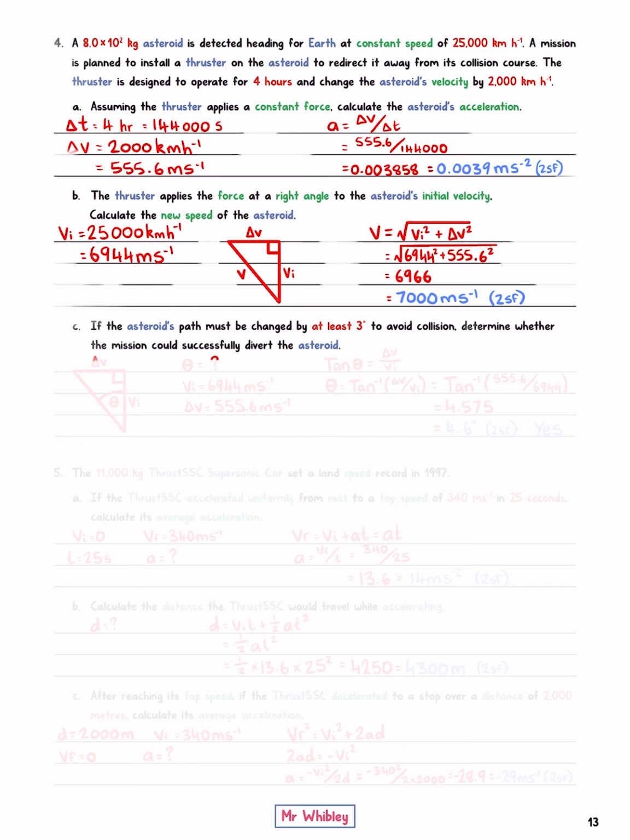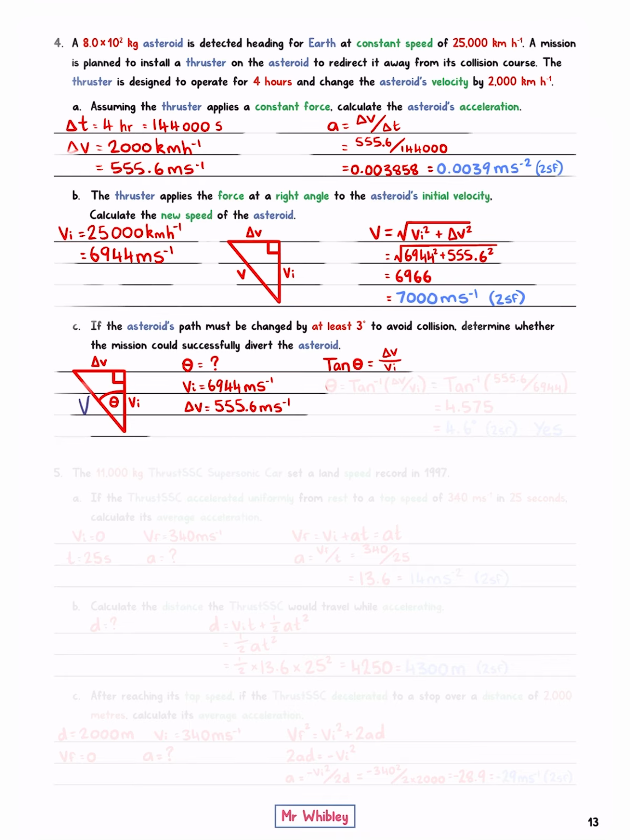So given our change in velocity, we want to find the angle between our initial velocity and our final velocity v. This angle here. Knowing our initial velocity and knowing our change in velocity, we can just use the TOA relationship in SOHCAHTOA, which is that tan of the angle is equal to our opposite side, which is our delta v, divided by our adjacent, which is vi.